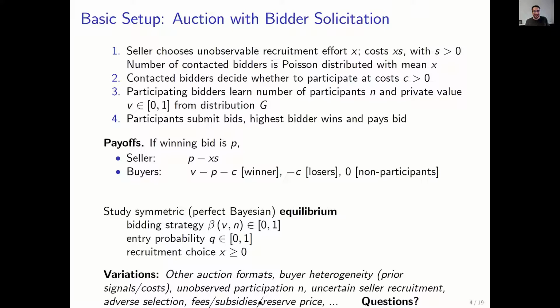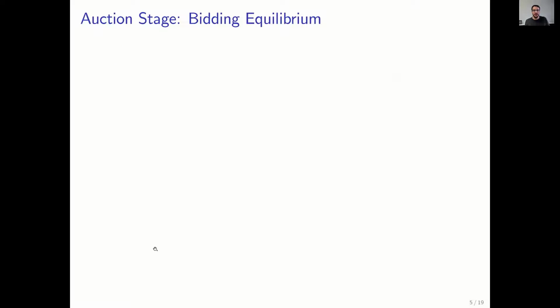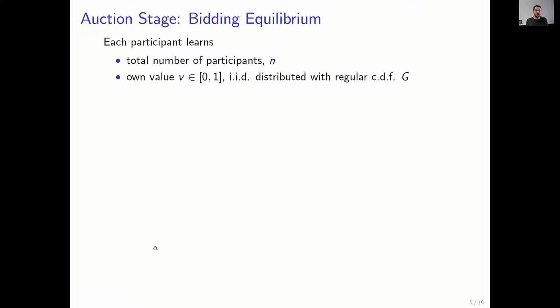Great, thanks. Good, so we'll solve the game from the back. First, we'll solve for the bidding strategy on the auction stage. Then we'll look at the entry probability on the entry stage, and then we'll study the recruitment choice of the seller.